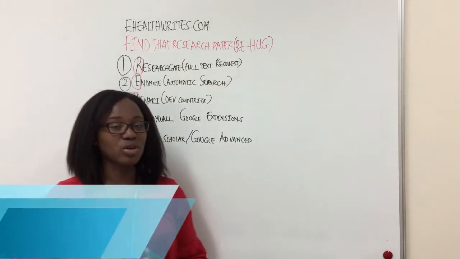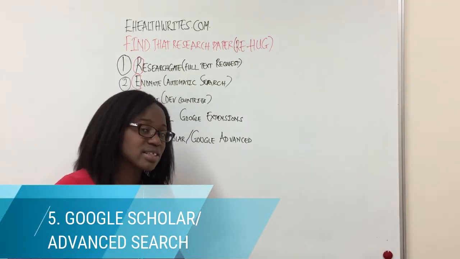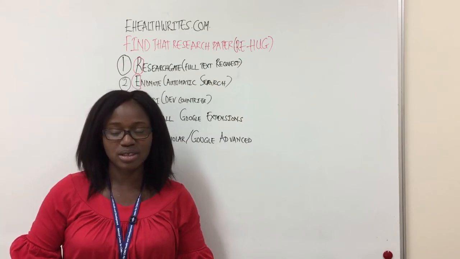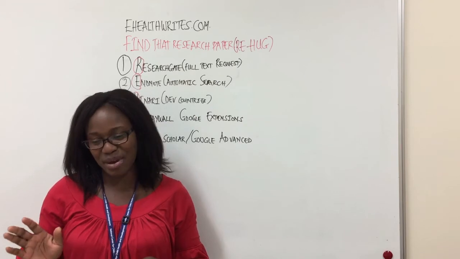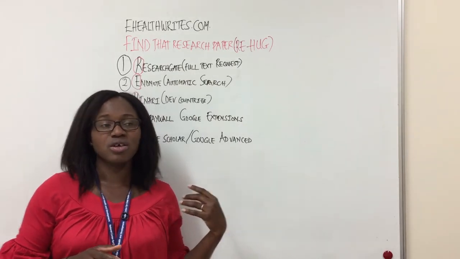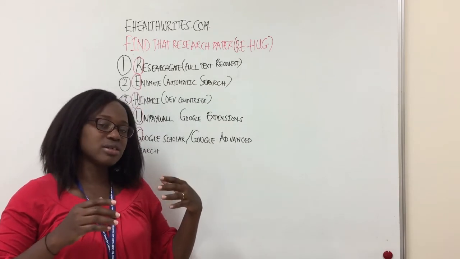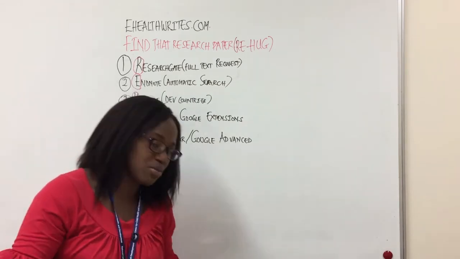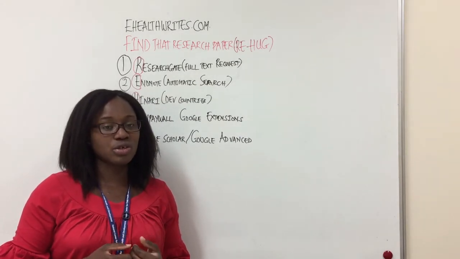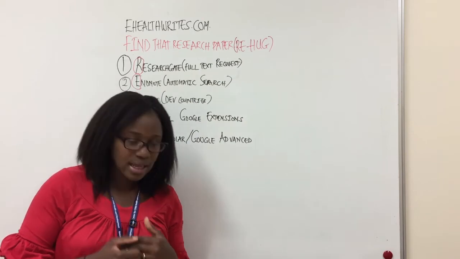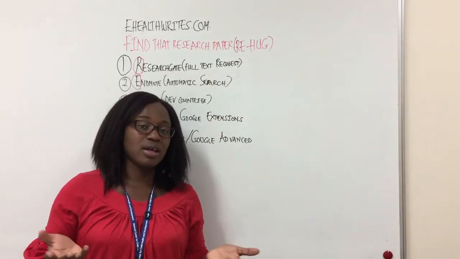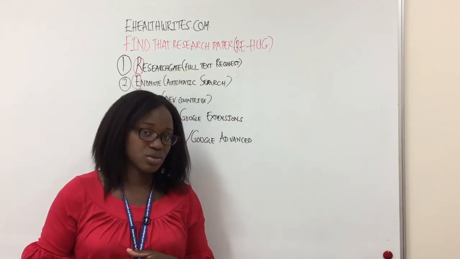And lastly, Google Scholar or Google Advanced Search. The way Google Advanced Search works is you go to the Google search bar and type in the paper you're looking for. Or you can do it the advanced way. What works for me is I go to the Google advanced search option, then type in the title of the paper I'm looking for, and sometimes it works, sometimes it doesn't.